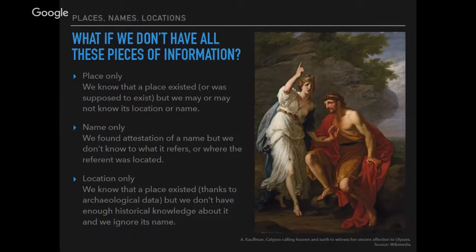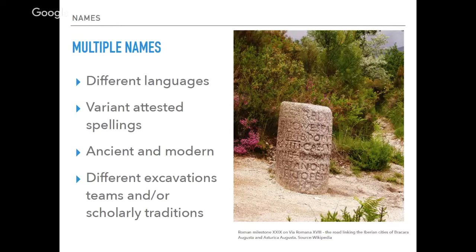Sometimes we could even have a location only, because we know that something was there because it's materially there. We have maybe the ruins of a bridge, but we don't know anything about it. We don't know the name, we don't know the historical or cultural context. But a digital resource like Pleiades allows us to deal with this information, this richness, this complexity.